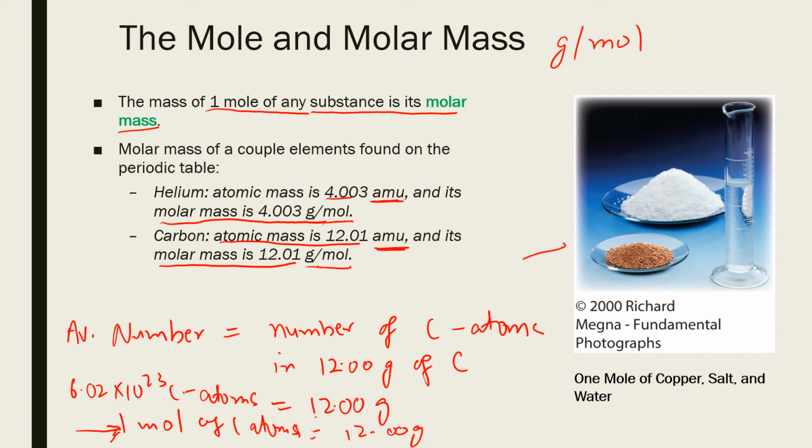So this picture shows the quantity of copper, sodium chloride. So this is copper, this one is sodium chloride or table salt, and this is water. All of these three substances are weighed to be the same as their molar mass. In other words, all of these three samples contain 1 mole of copper atoms or sodium chloride units or water molecules. So they all have the same number of particles, however their molar masses are different.